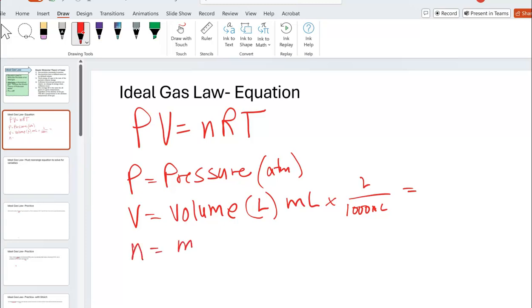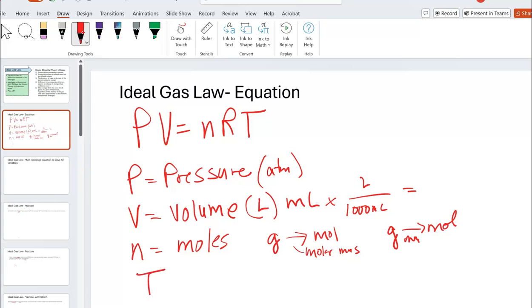n represents moles. So if you are given a value in grams, you have to convert to moles using the molar mass of the substance to solve your problem.